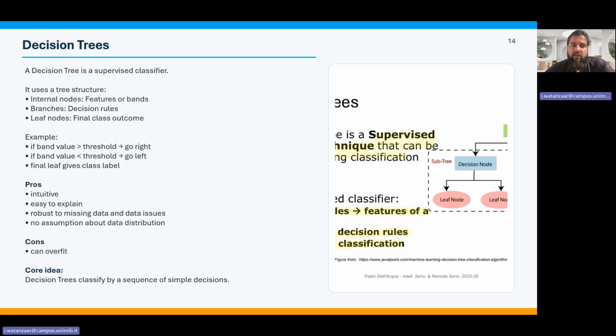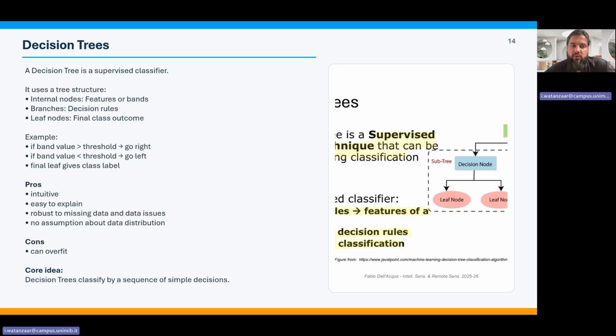For example, if the band is greater than a certain threshold, in the branches we have the conditions, or decision rules. The threshold will decide: go right if it is greater, and if it is less than, go left. The final leaf gives the class label for the certain pixel value. They have some benefits: it's more intuitive, easy to explain, and robust to missing data and data issues.